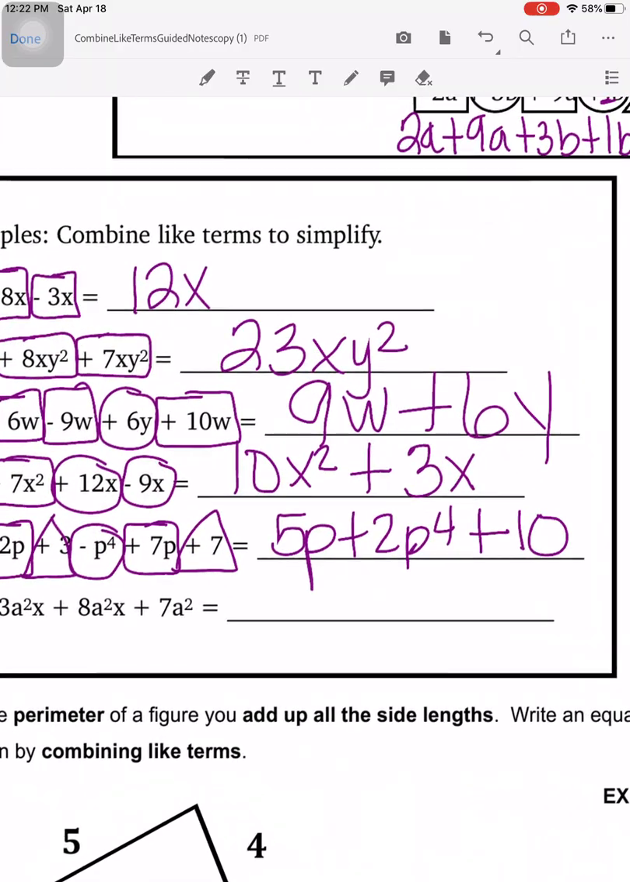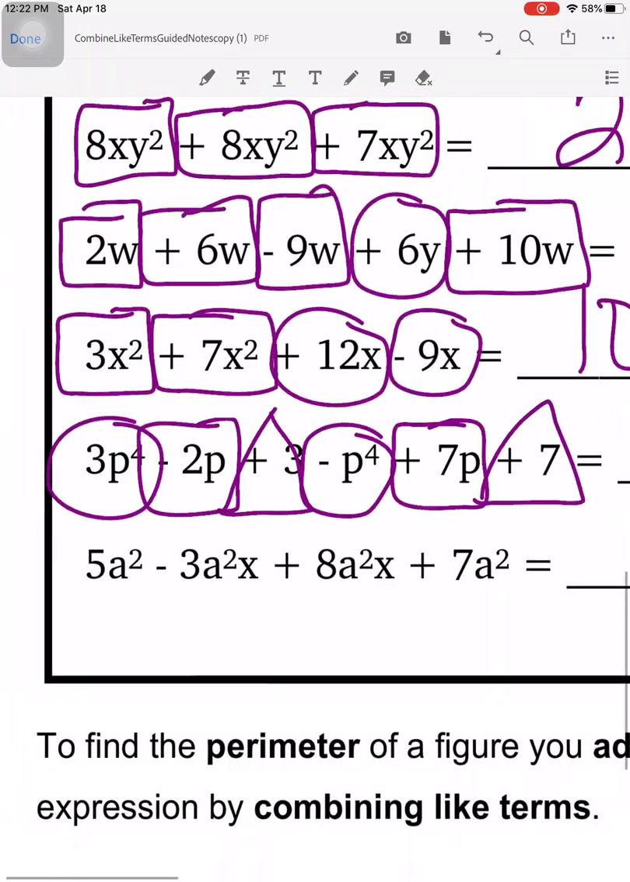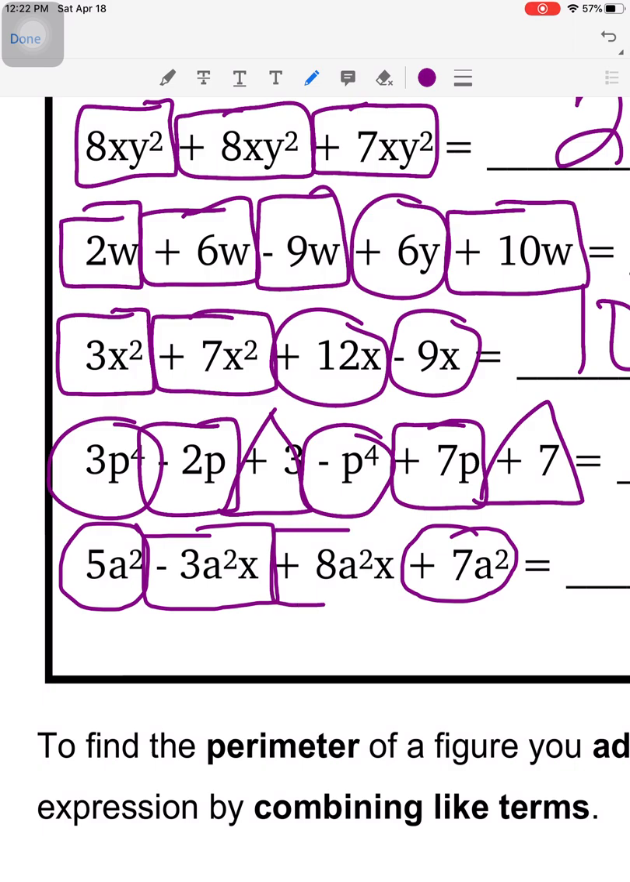All right. And then the last one. All right. So we have the 5a squared, and what's like 5a squared is a positive 7a squared. Remember, the sign goes with the term. Okay. Then we have a negative 3a squared x and a positive 8a squared x.